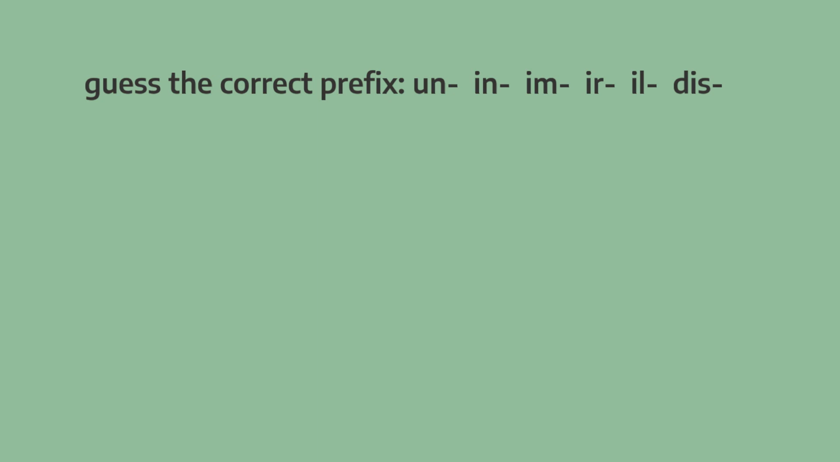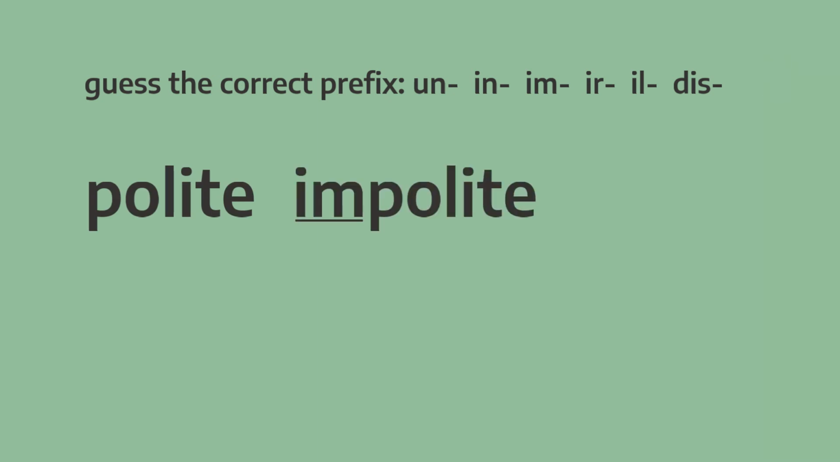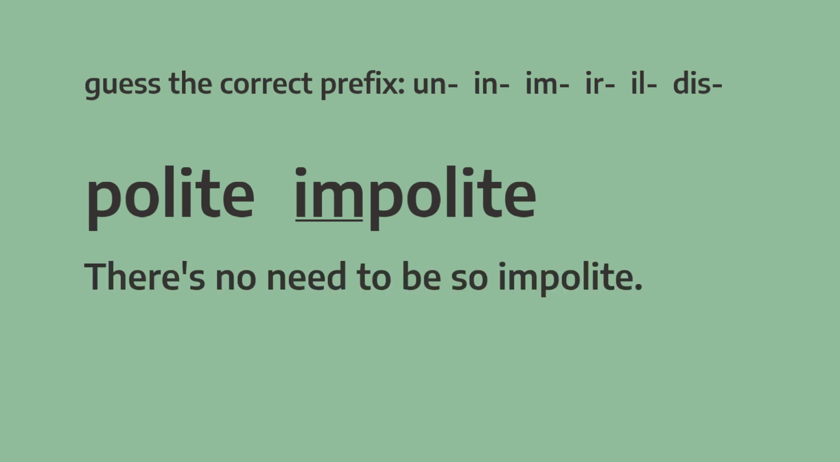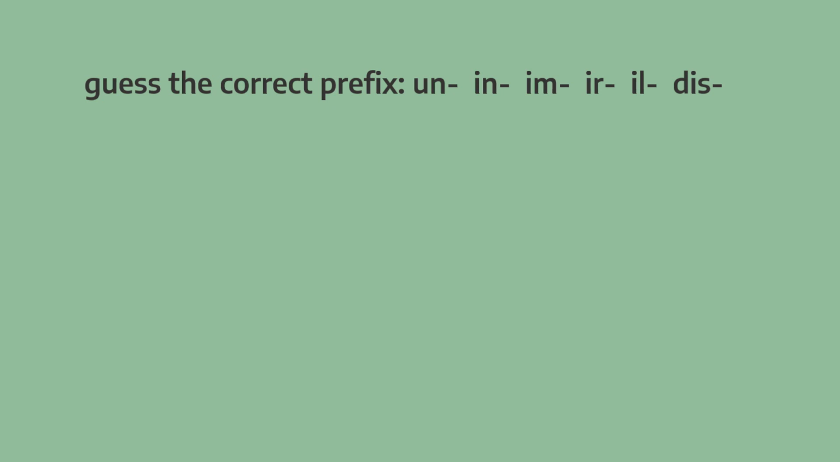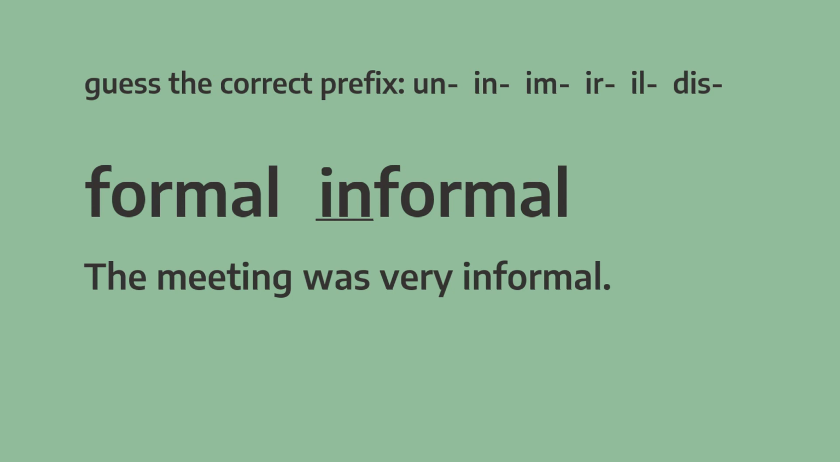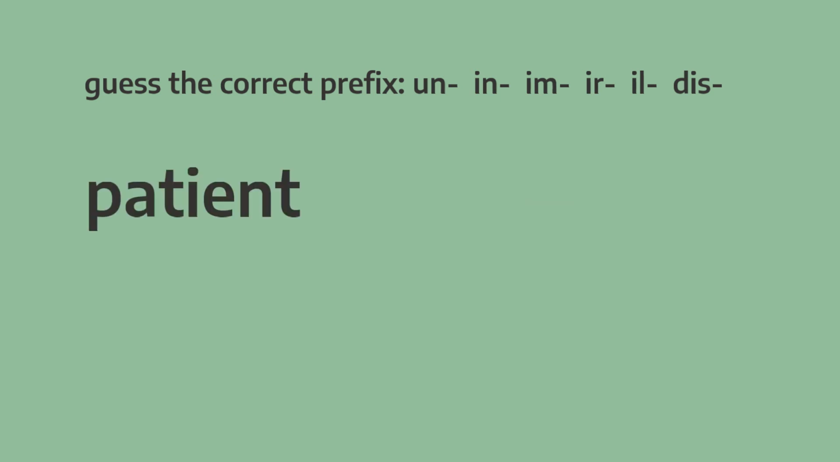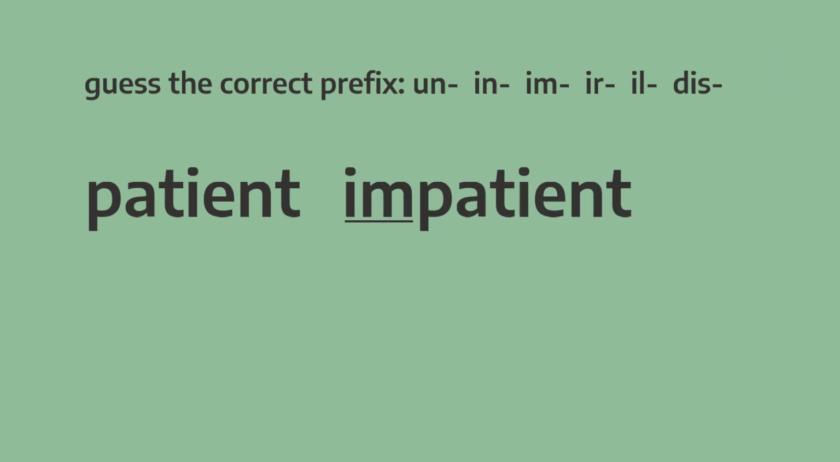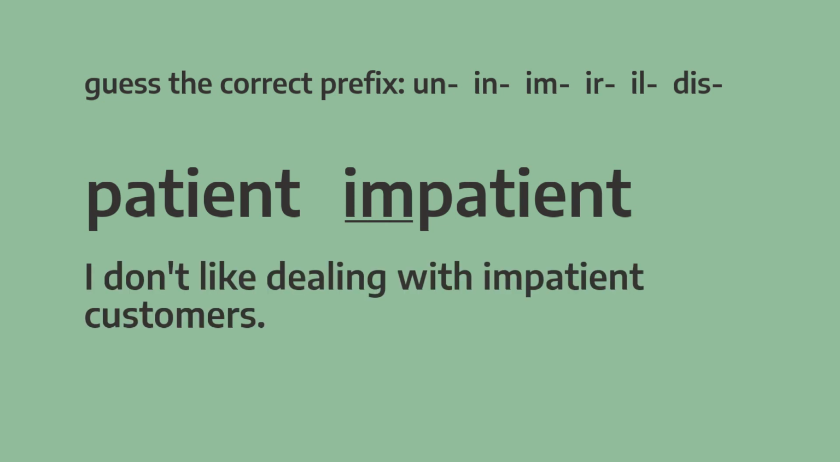Here's the first word. Polite. Impolite. There's no need to be so impolite. Next word. Formal. Informal. The meeting was very informal. Next word, patient. Impatient. I don't like dealing with impatient customers.